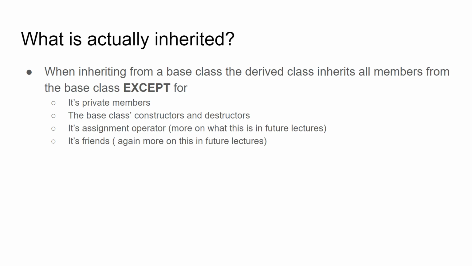So when you inherit from a parent, you pretty much get everything from your parent except for its private members. That class's constructors and destructors, you have to make your own. Its assignment operators, and its friends. Again, we already talked about friendship a little bit, right? You do not get your parents' friends. So if your parent is a friend with Bob, and you're a child of your parent, Bob is not your friend as well. You don't have any special privileges to access Bob's stuff.